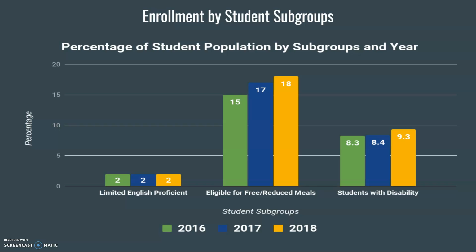As you can see, from 2016 to 2018, our student subgroup of limited English proficient has remained constant at 2%. The 2 other subgroups have increased slightly. Eligible for free and reduced meals has increased from 15% to 18% over the last 3 years. Additionally, students with disability has increased from 8.3% to 9.3%.